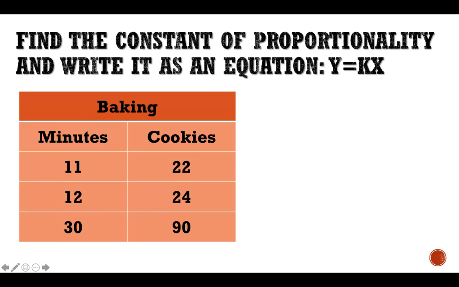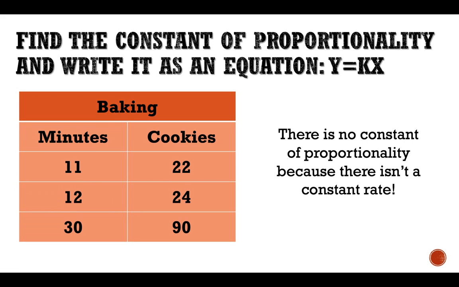Well, 22 divided by 11 is 2. 24 divided by 12 is 2. 90 divided by 30, however, oopsie. There is no constant of proportionality because there is not a constant rate, okay? In this case, 90 over 30 gives me 3. These gave me 2. The ratios are not the same. 22 over 11, yes, is equivalent to 24 over 12 because they both give me 2. But 90 over 30 gives me 3. The ratio is not the same, so there is no constant of proportionality.